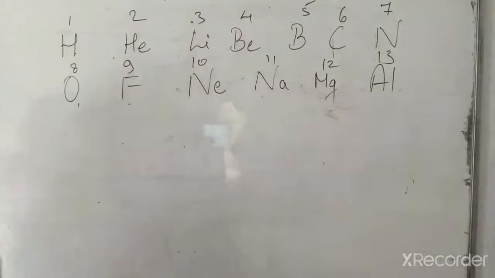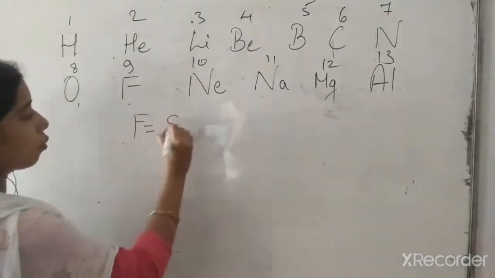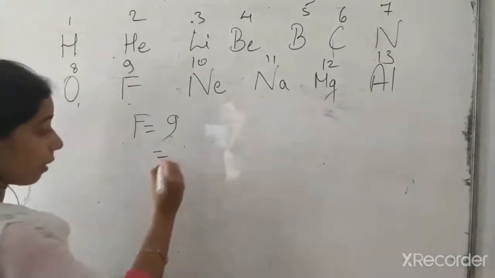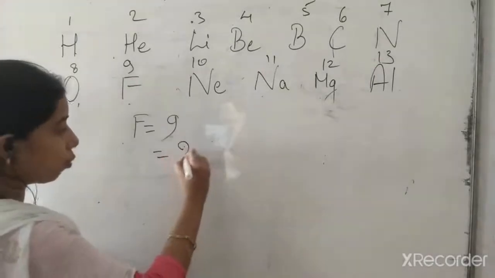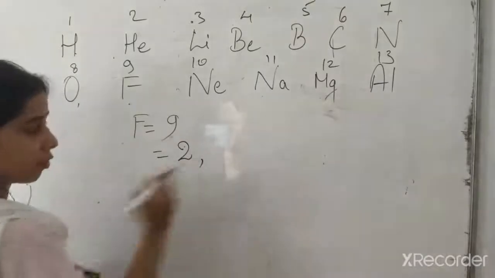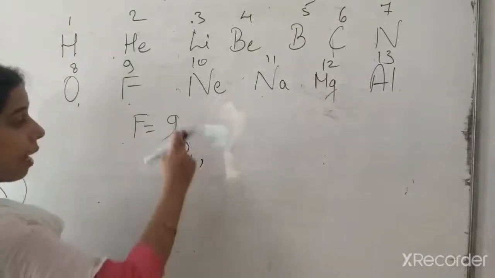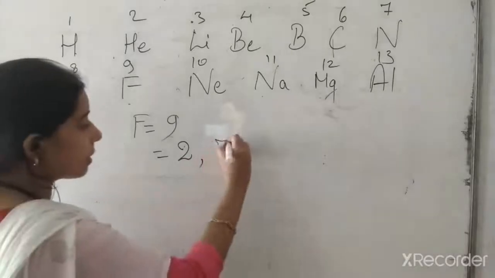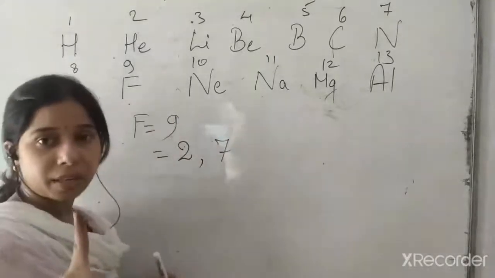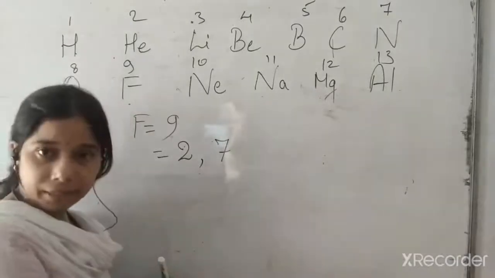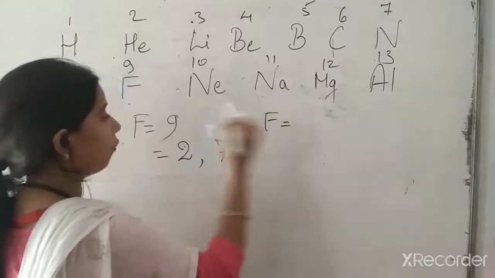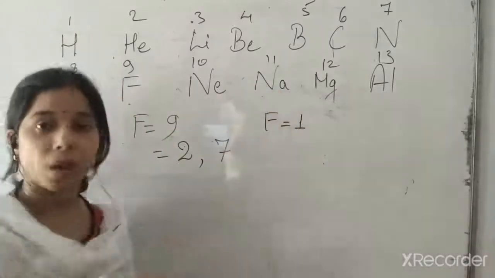In the case of fluorine, the atomic number is 9, so the number of electrons present in it is 9. If we configure it, there will be 2 in the first shell and the rest go to the L shell, so 2 and 9 minus 2, which is 7. It still needs one more electron to become 8. So the valency of fluorine is equal to 1.